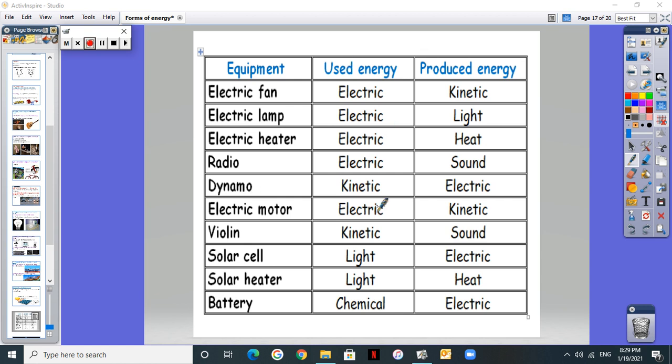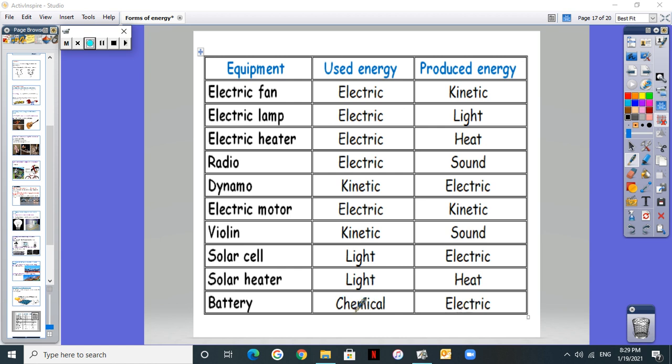Dynamo used kinetic energy and produced electric energy. So from kinetic energy into electric energy. Electric motor, from electric energy to kinetic energy. Violin, from kinetic energy to sound energy. Solar cell, from light energy into electric energy. Solar heater, from light energy into heat energy. Battery or dry cell, from chemical energy to electric energy.